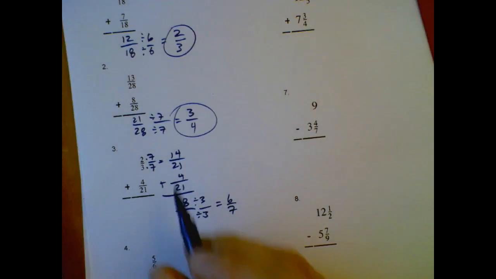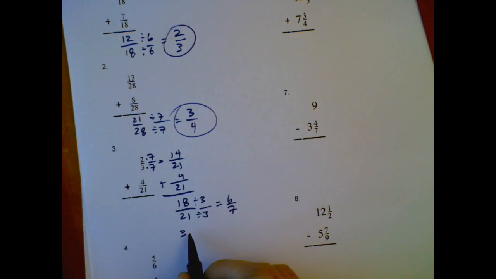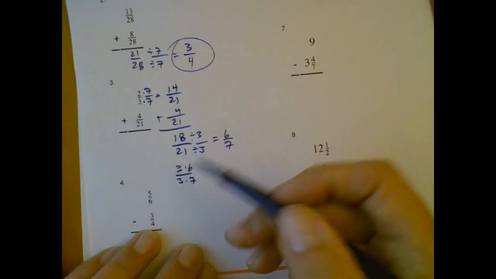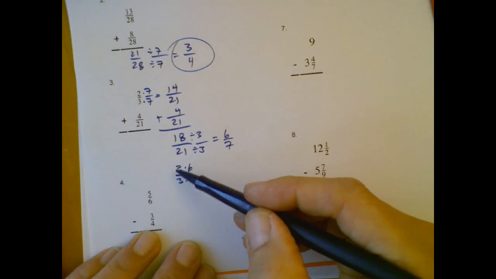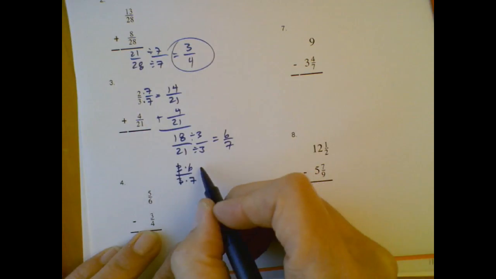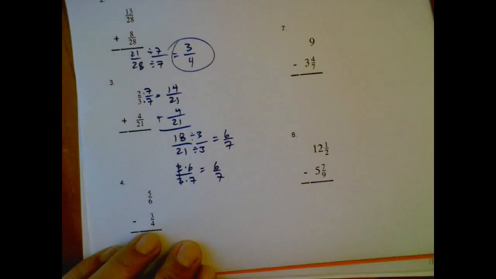Another way to see it is 18 is the same as 3 times 6, and 21 is the same as 3 times 7. That's by factoring, because I factored top and bottom, and I have the same digit, top and bottom. I can cancel those out, and again, 6/7.